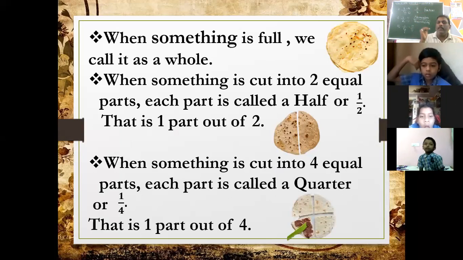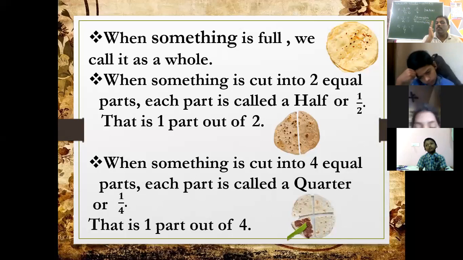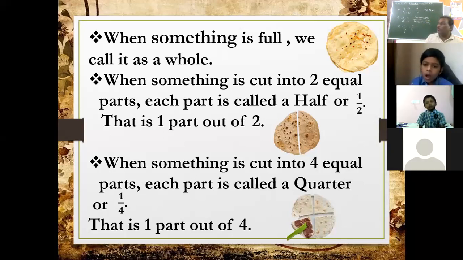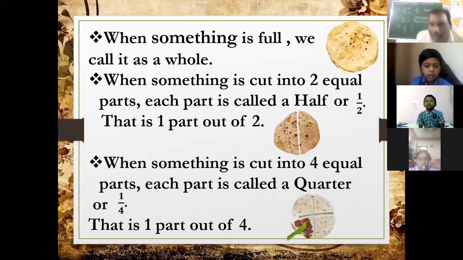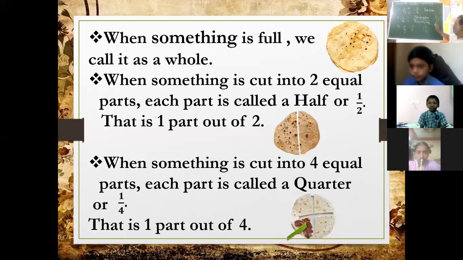When something is cut into two equal parts, suppose you can see the chapati here, which is made into two equal parts, each equal part is called half. 1 by 2. 1 in the numerator, 2 in the denominator. This is a full which is made into two equal parts. So 1 by 2. Suppose this is made into 4 equal parts. Each equal part is called 1 by 4. That is called a quarter. So that is our topic, halves and quarters.